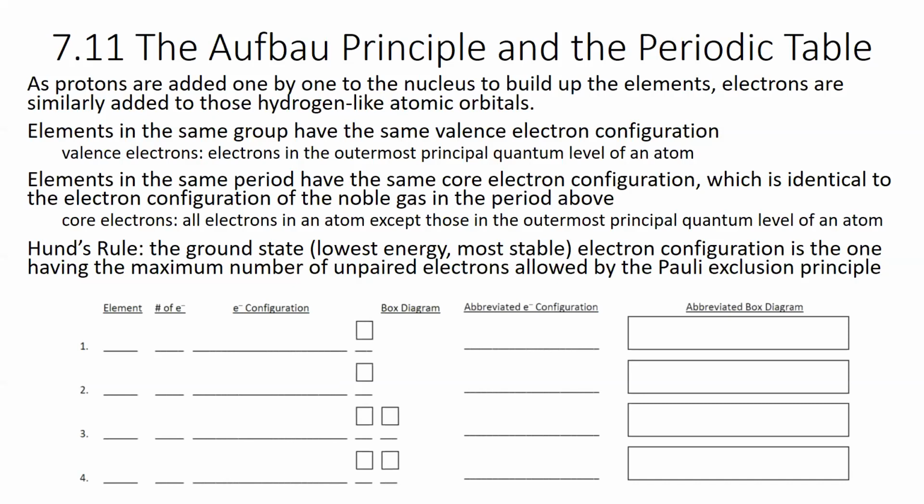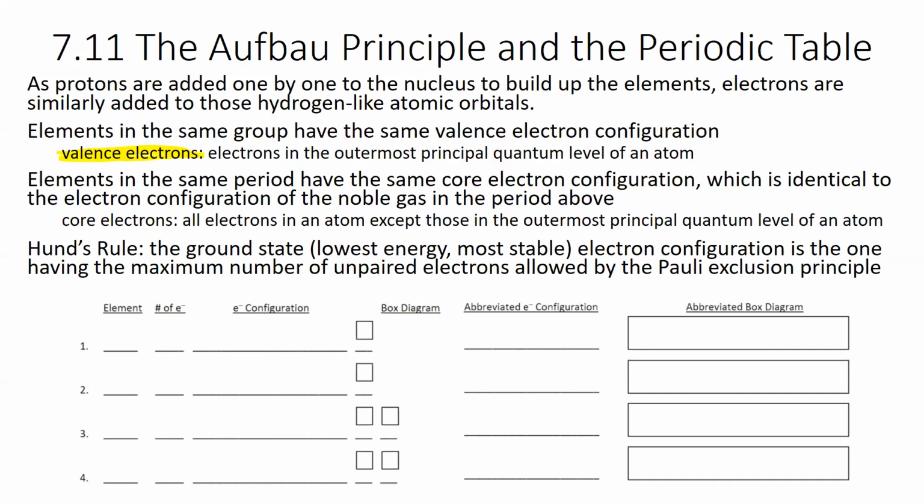When we look at elements in the same group, we're going to find that they have the same valence electron configuration. That's a key thing here. Valence electrons are really important. Valence electrons are the electrons in the outermost principal quantum number level, so the outermost shell, if you will.